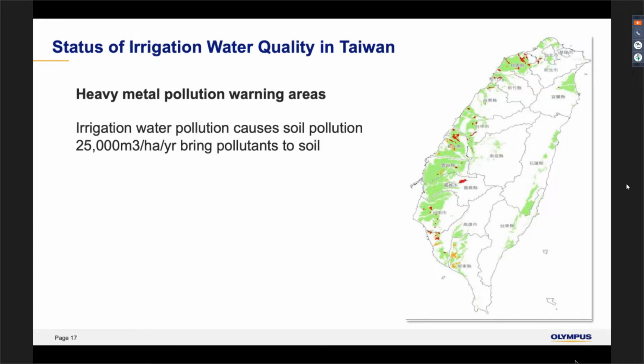If we look at the problem of soil pollution, it is mainly due to the pollution of irrigation water, which carries heavy metals into the paddy fields and causes soil pollution. 25,000 cubic meters of water is applied to 1 hectare of paddy field annually. Therefore, the areas where irrigation water is polluted are very consistent with the areas where the soil is polluted.